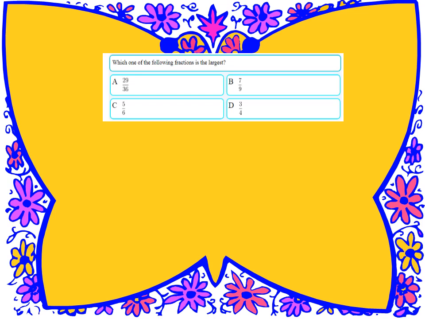Now one more example. Which one of the following fractions is the largest? We have 4 fractions and we want to know which one is the largest. See, all the denominators here are different. We have 36 in A, in B we have 9, in C the denominator 6, in D the denominator 4. So before I start comparing, I have to make the 4 denominators the same.